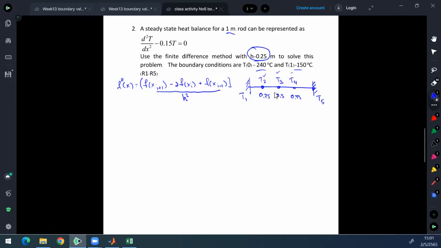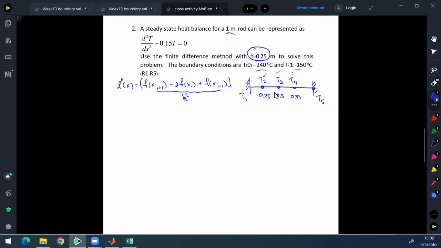Your calculator can solve this. But if we have more than this, you may apply the Gauss elimination that Ajahn Hwit already taught you. Gauss elimination or Gauss-Seidel can be used to solve this system of equations.